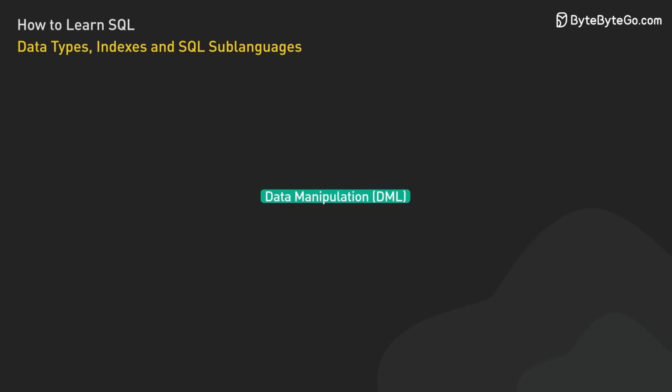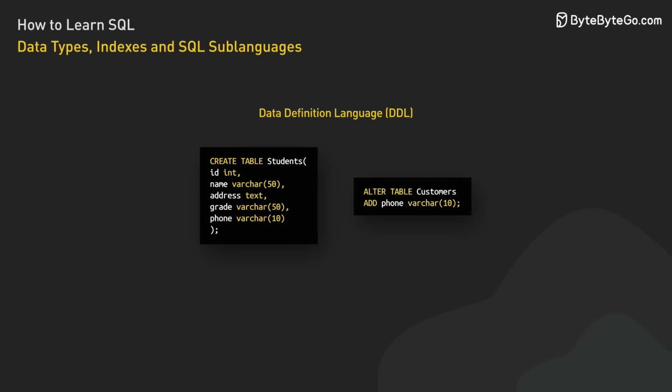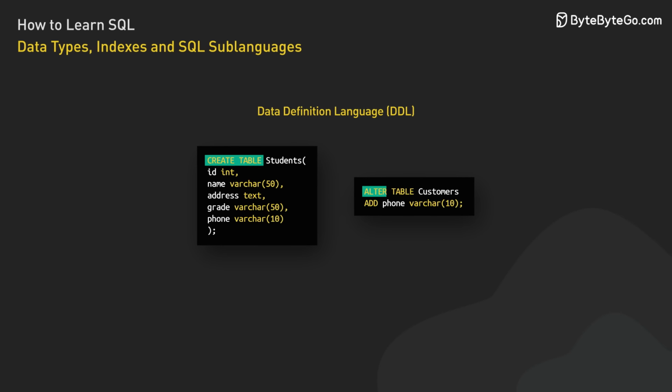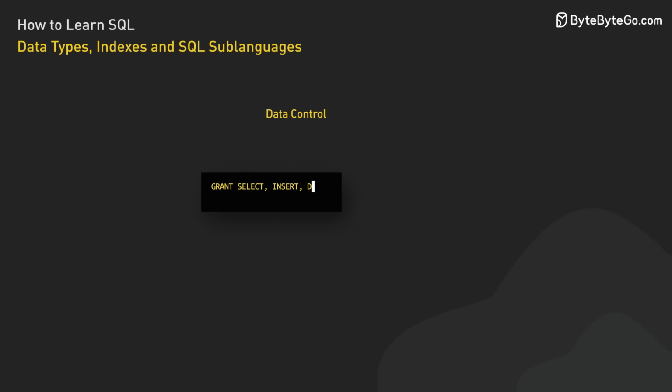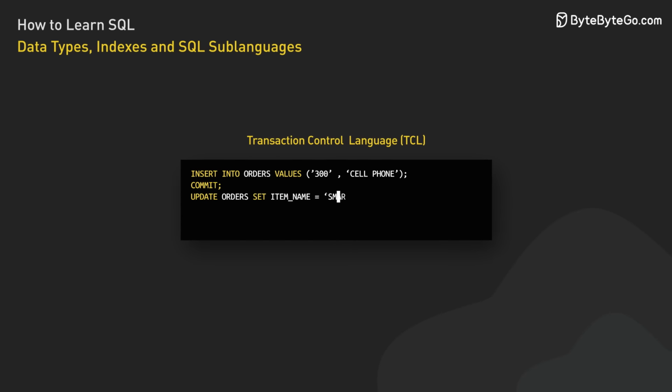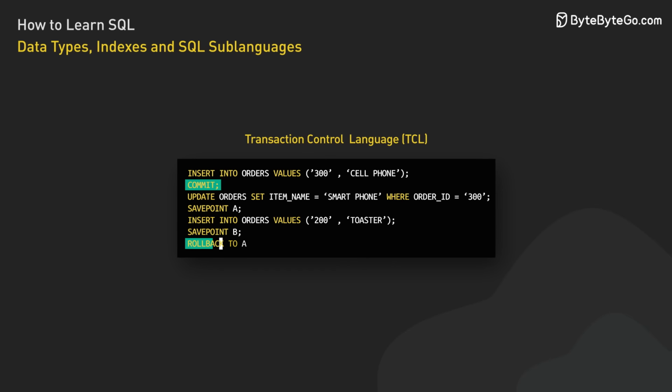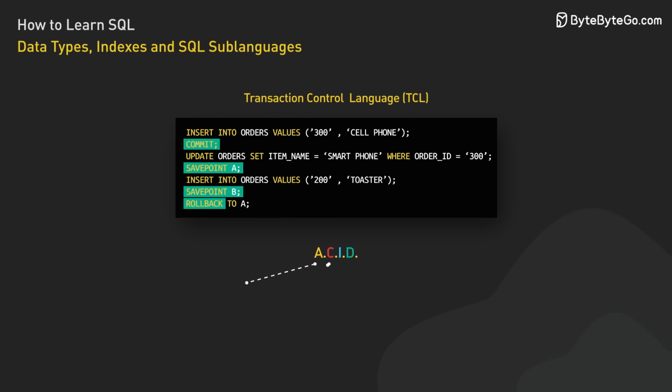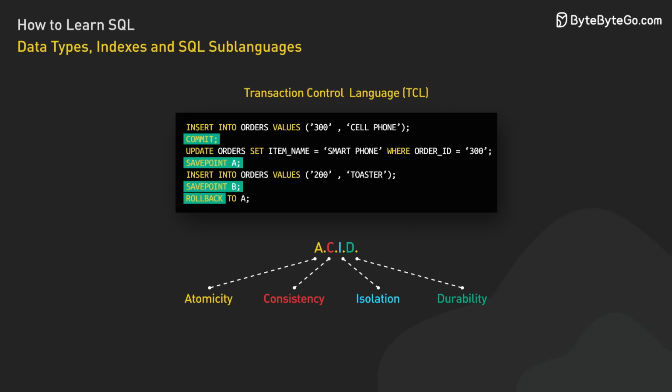Beyond data manipulation, SQL includes sublanguages for other tasks. The data definition language handles table structure with statements like create table and alter table. The data control language manages access permissions using grant and revoke. The transaction control language handles transaction management with commit, rollback, and savepoint. It ensures data integrity through ACID properties.